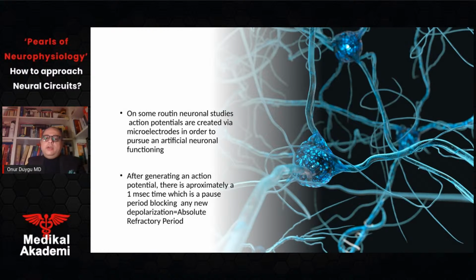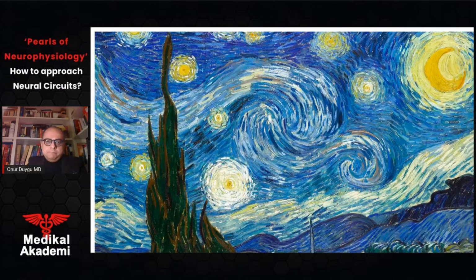So you won't be able to create any new action potential. That is called the absolute refractory period. It is absolutely a refractory period, so you won't be able to build up any new action potential in this period. It's like a resting period. It's like a siesta in Spain.